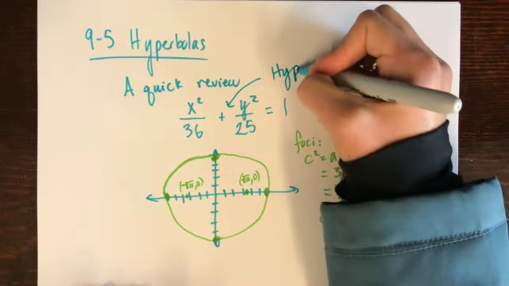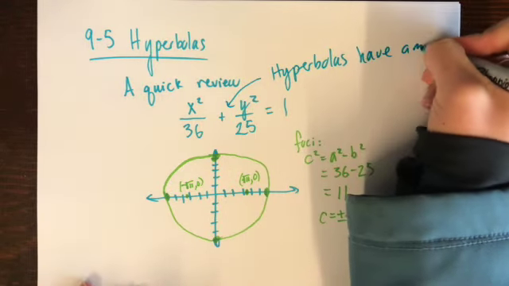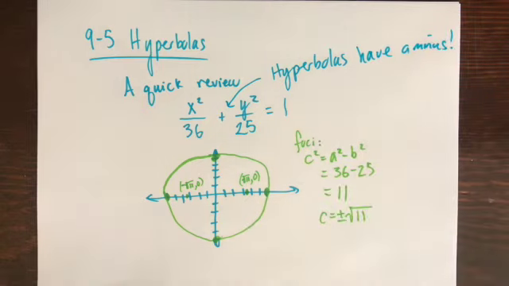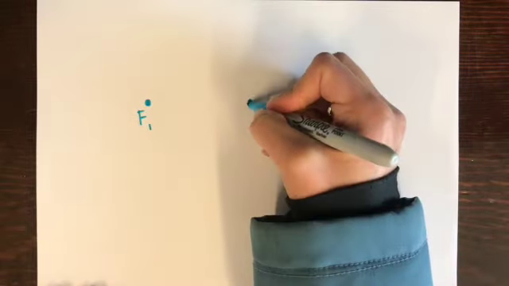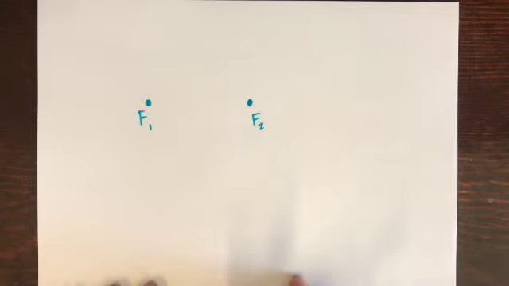So what we're going to learn is that a hyperbola looks almost the same as an ellipse, except that a hyperbola has a minus sign right where that plus sign is. But otherwise, their standard equations are exactly the same. So let's go ahead and figure out how we actually draw a hyperbola.